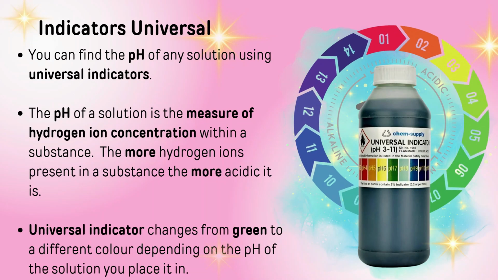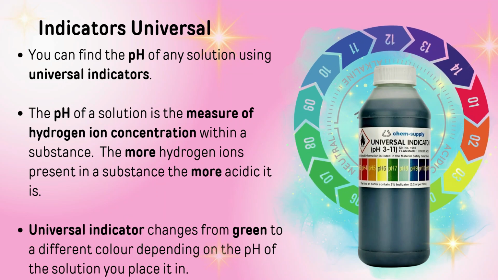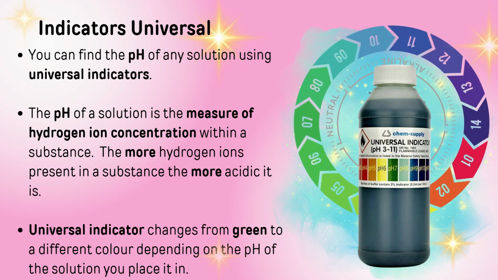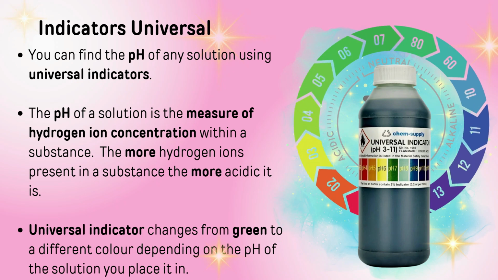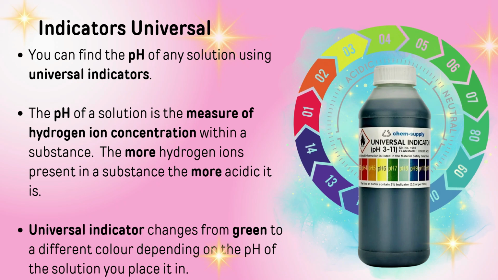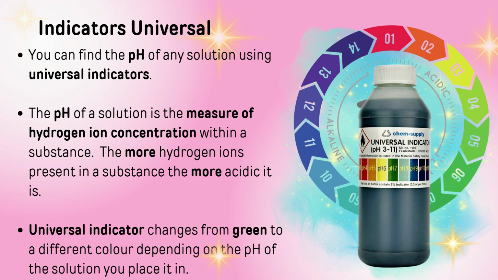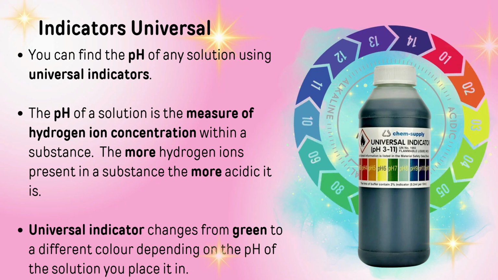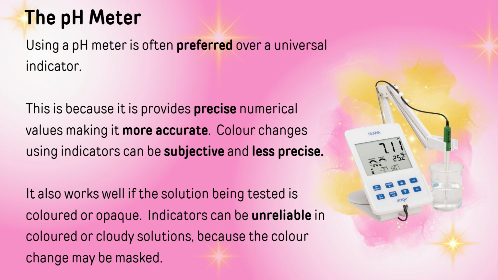You can find the pH of any solution using universal indicators. The pH of a solution is the measure of hydrogen ion concentration within a substance. The more hydrogen ions present in a substance, the more acidic it is. The universal indicator changes from green to a different color depending on the pH of the solution you place it in. The pH meter. Using a pH meter is often preferred over a universal indicator.